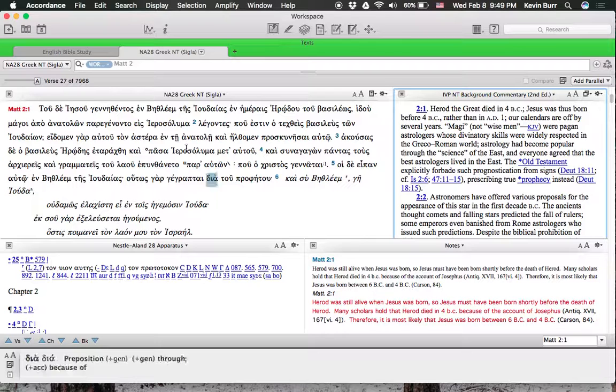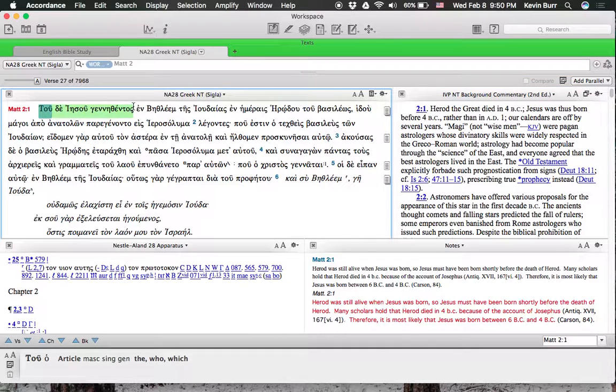But let's start out with chapter 2, verse 1. I'll read some of this, and then we can keep going. So, Tou Iesou gennethentos en Bethleem tes Ioudaias en hemerais Herodou tou basileos, idou magoi apo anatolon paregeneto eis Hierosoluma. So, I'll stop there, even though it's in the middle of a sentence. Suddenly, at the very beginning, right here, this whole clause, we have this weird, unexpected string of genitives at the very beginning of the sentence. And so this should tip you off that we've got a genitive absolute here, and that's precisely what's going on.